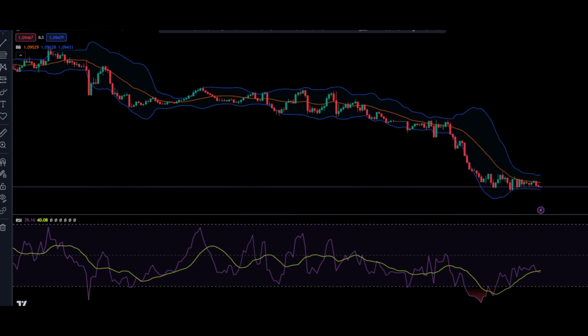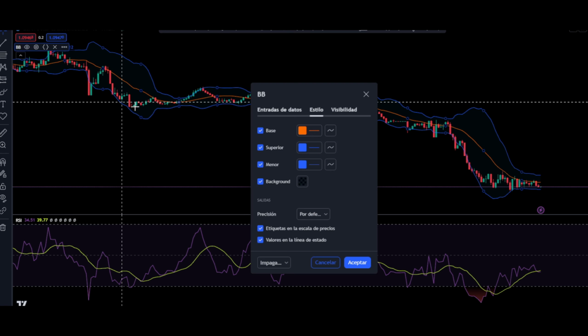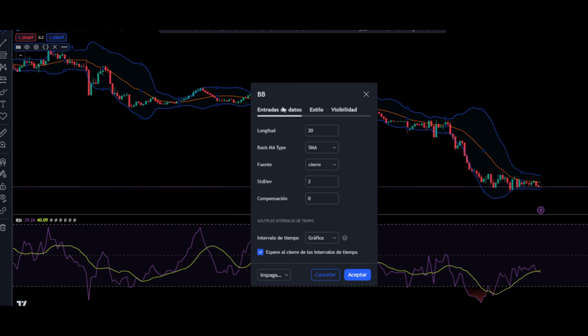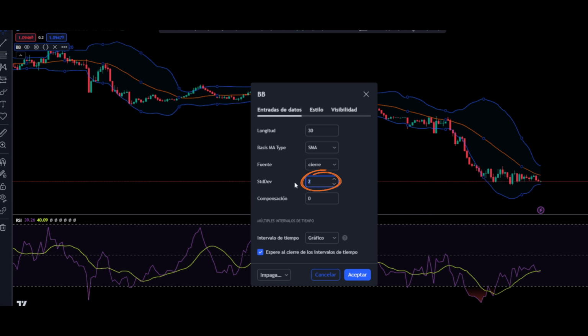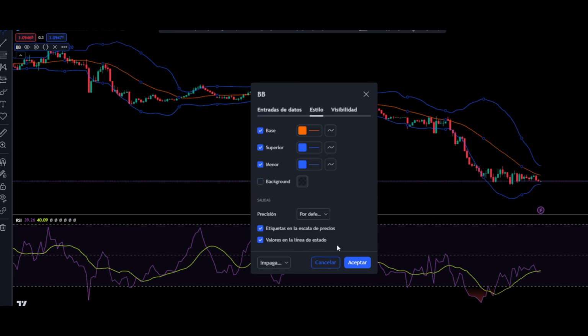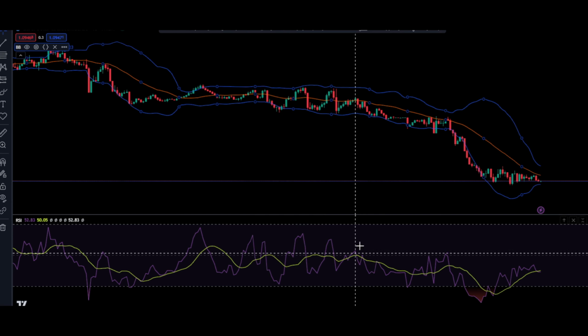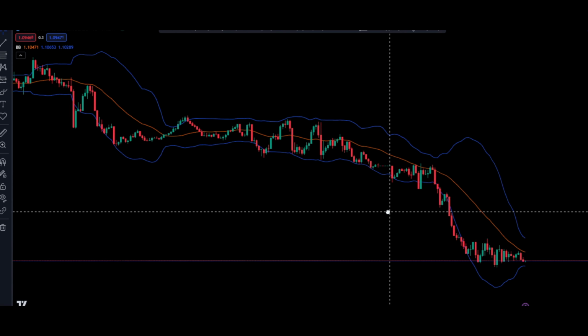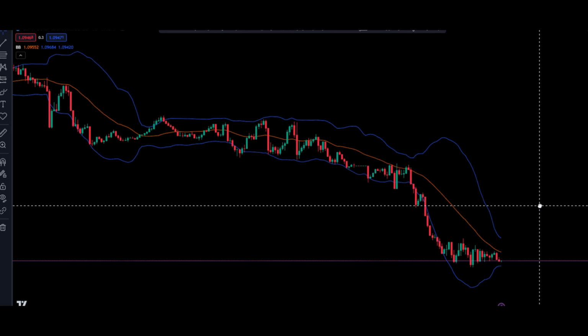Now, the default settings Trading View will give you are nice, but we want to change them for this specific strategy. First thing you want to do is go to the length section and change this value to 30. Make sure the standard deviation is set to 2. Then I'm also going to remove the background of the indicator and change the lines to red. This is all personal preference. You can do whatever you prefer here.